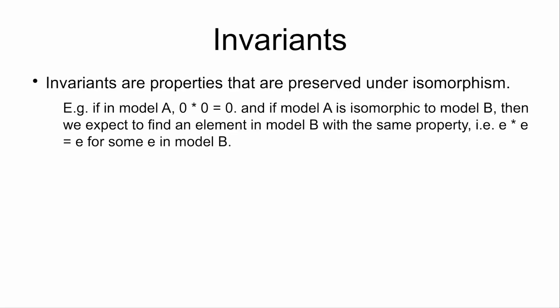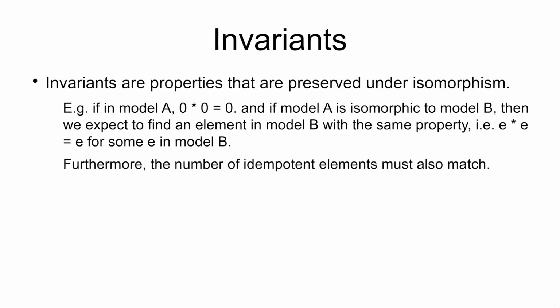If there are no elements in B such that E times E equals E, then there cannot possibly be any renaming scheme to rename an element in model B to 0 in model A. So the observation is that if A and B do not have the same invariants, then A and B cannot be isomorphic. Furthermore, the number of idempotent elements must be the same in the two models. For example, if model A has two idempotent elements, but model B has only one, then after renaming the element in model B to an idempotent in model A, there's no more idempotent in model B to rename to the other idempotent in model A.